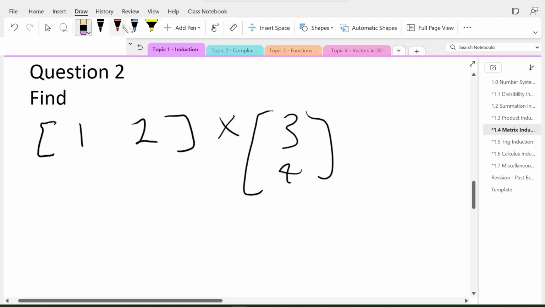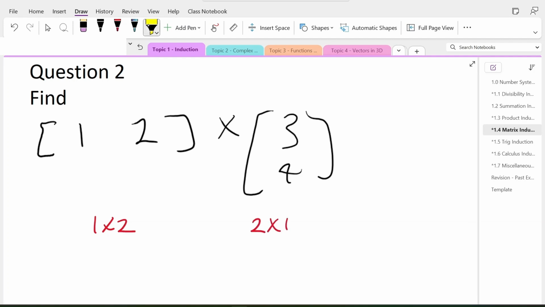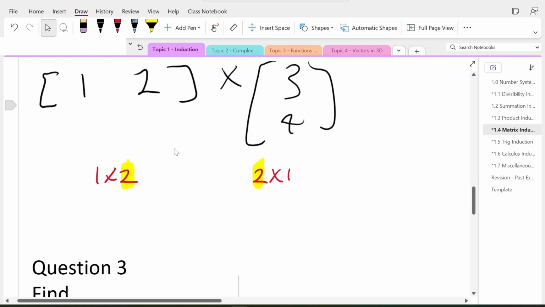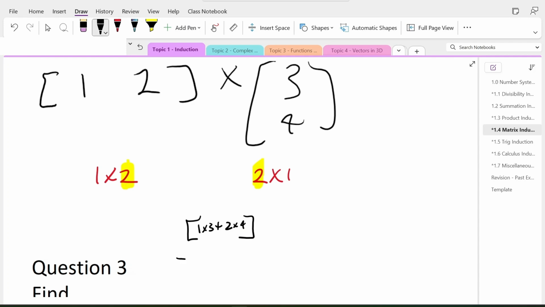So this is a 1 by 2, and it's a 2 by 1. So the middle number matches, which means we can multiply the matrices, and we're going to get a 1 by 1 matrix. So we're actually going to get a single number here. That number is going to be 1 times 3 plus 2 times 4, which is just the number 11.